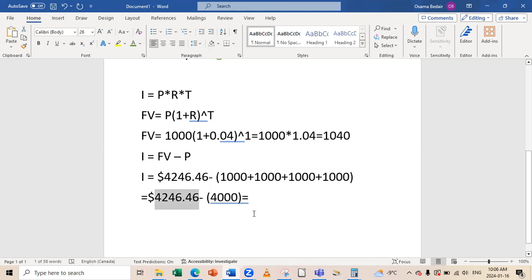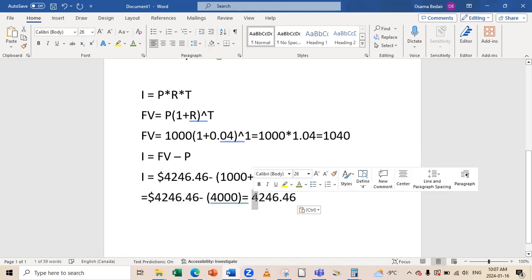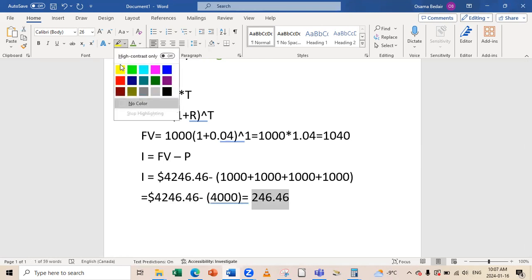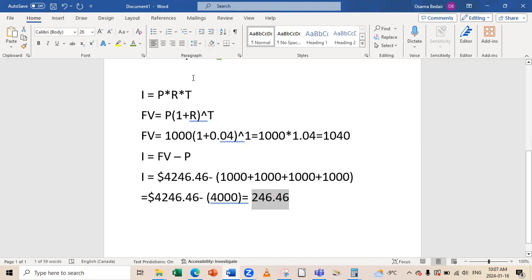Let me take it, then I will remove the 4. Control and V, and here it is. It will equal 246.4. This is the interest only for this amount of money.